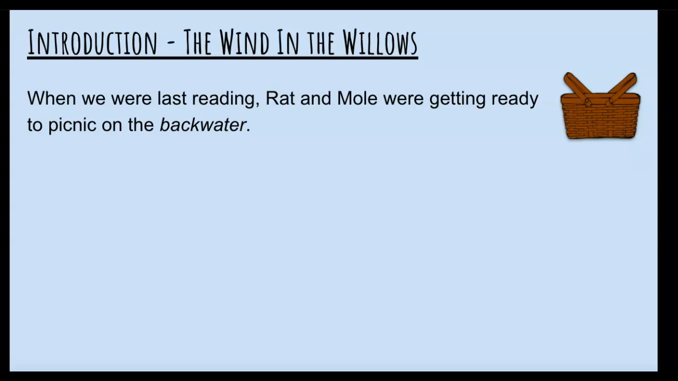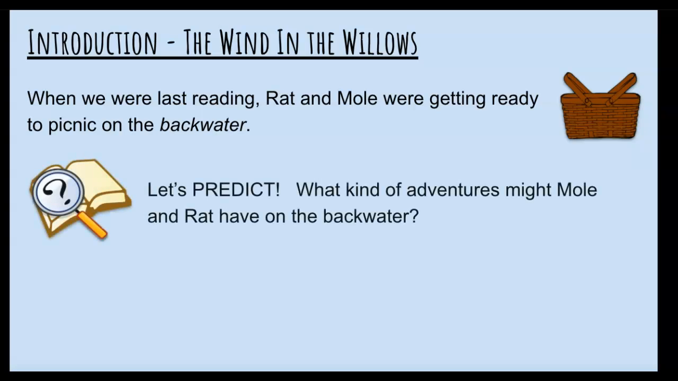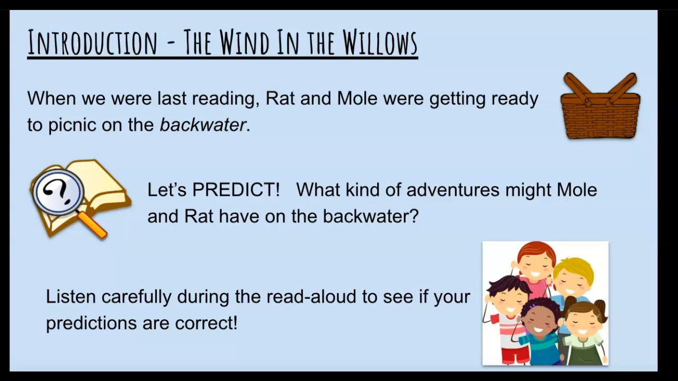When we were last reading, Rat and Mole were getting ready to picnic on the backwater. Do you remember what backwater is? It's a calm water connected to a river, just very calming water. So let's make a prediction. What kind of adventures might Mole and Rat have on the backwater? What do you think? Find a piece of paper and pencil and go ahead and write down your prediction for what kind of adventure Mole and Rat might have on the backwater. Listen carefully during the read aloud to see if your predictions are correct.